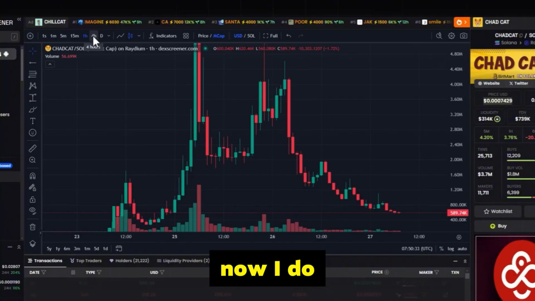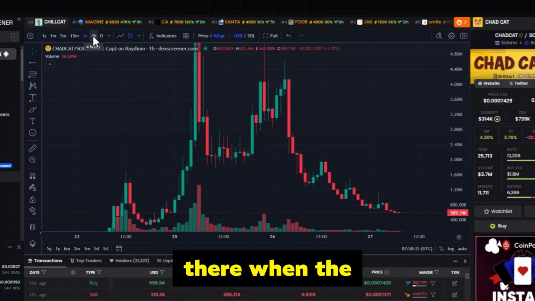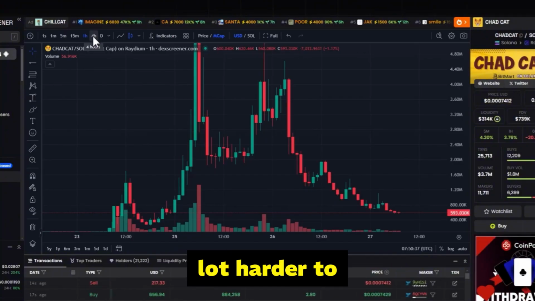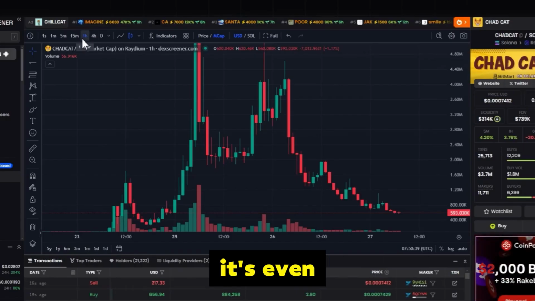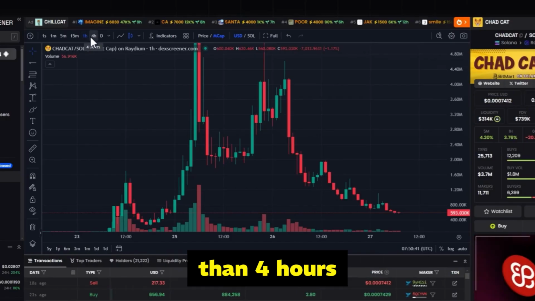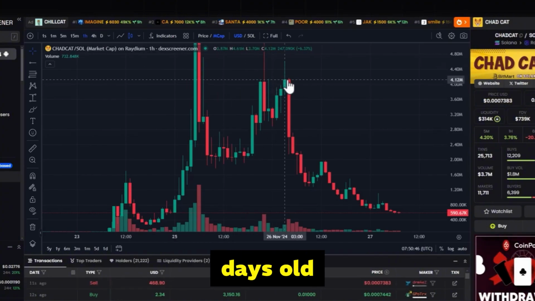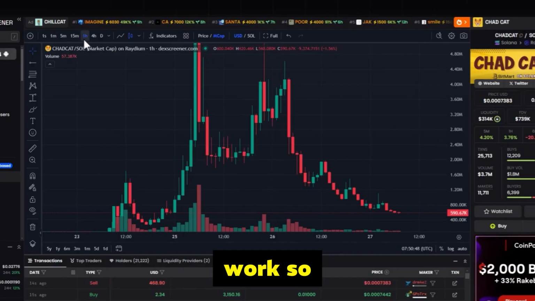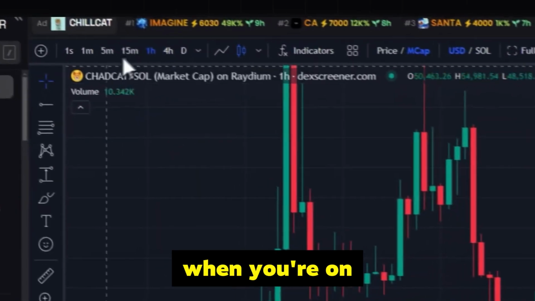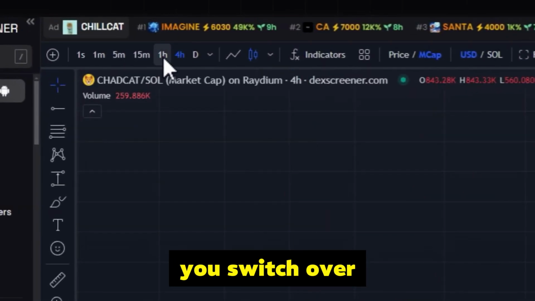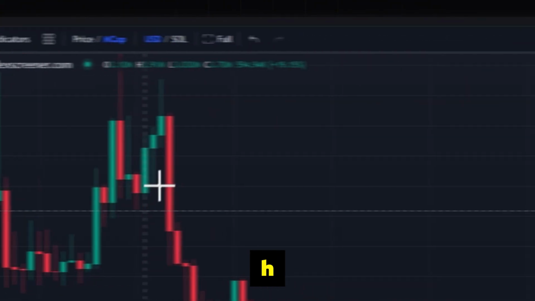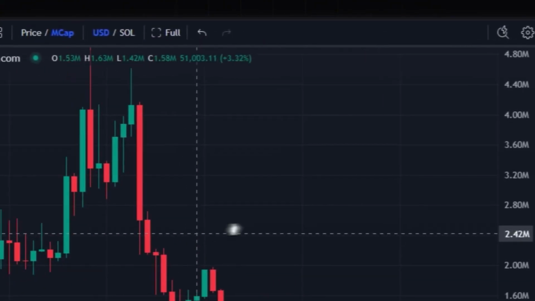Now, I do know that yes, if you're just there when the coin has launched, it is a lot harder to buy in at those levels where it's even longer than 4 hours old. But of course, for coins that are longer than 1 to 2 days old, this strategy will work. So, what you need to do is make sure when you're on this chart on TradingView, you switch over to this 1 hour. You can see it says 4H, it says 1H. That just means that every single bar is 1 hour.